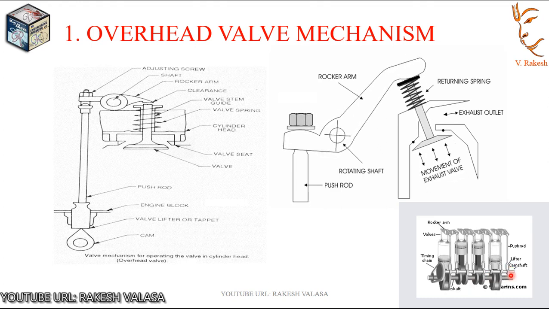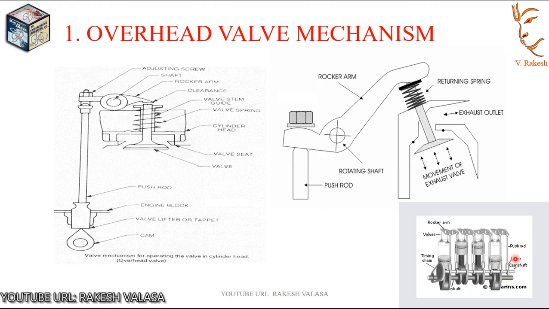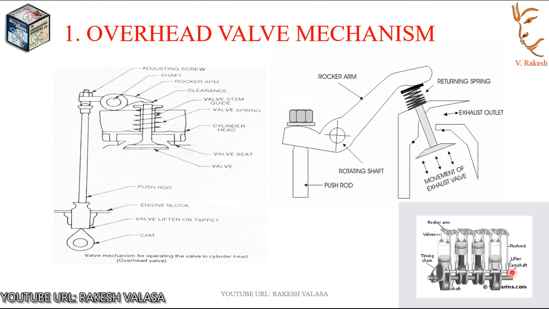See here, this is the lifter. It is also called as tappet. See this figure. This is the valve lifter or tappet. The lifters are above the lobes. These are the lobes. The lifters are above the lobes. There is one lobe for each lifter. The camshaft lifts the valve lifter.